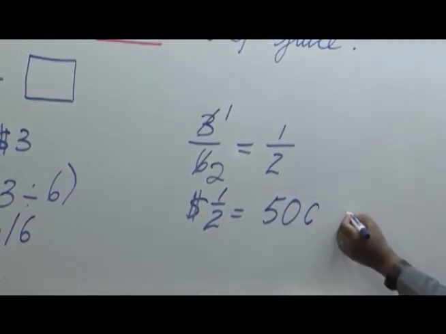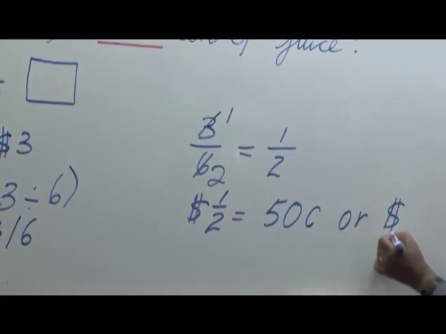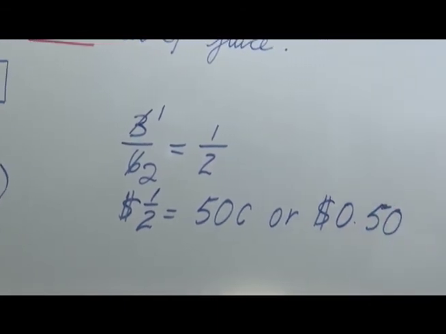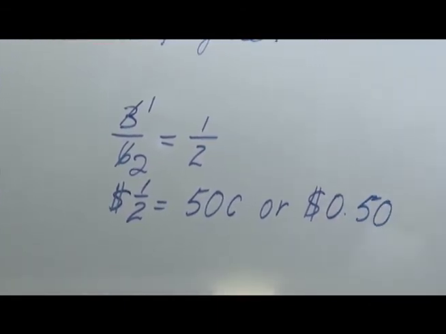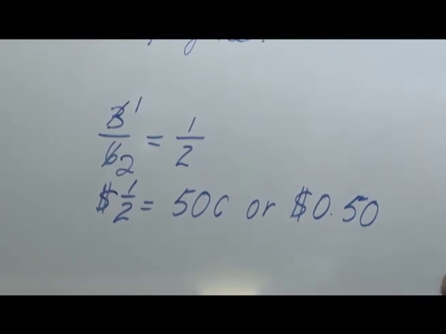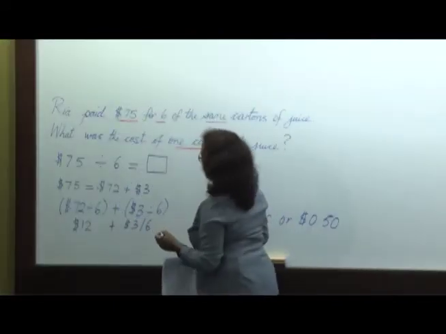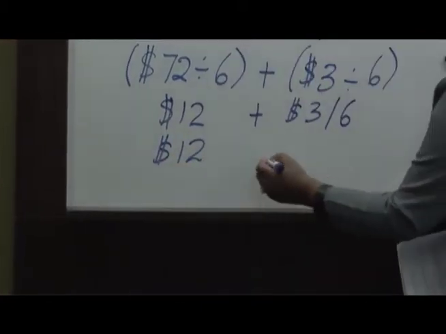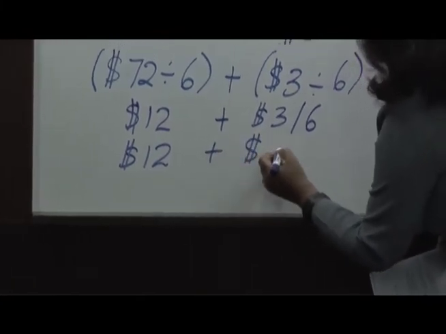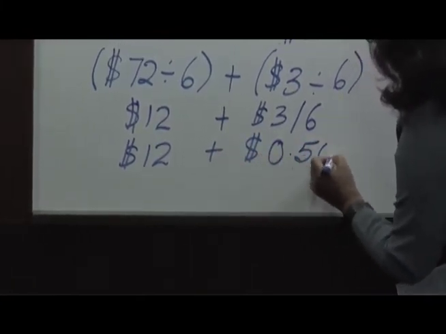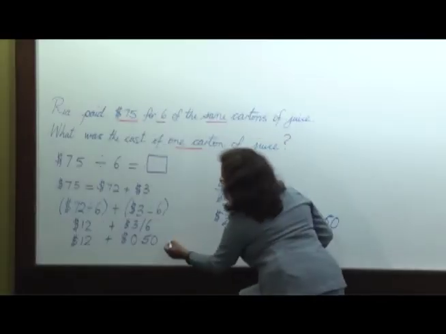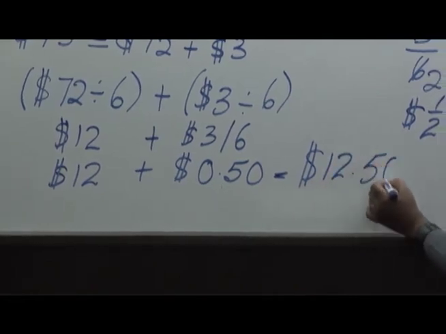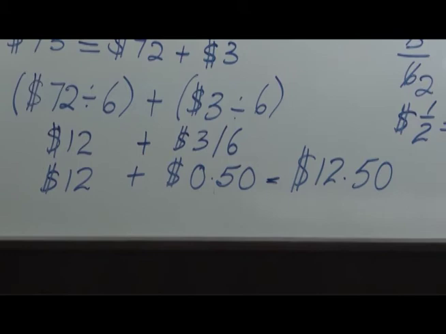Or I can write that using my decimal point as it's represented there. So the cost of 1 carton of juice is going to be $12 add 50 cents, which will give me, when I add them together, $12.50 for 1 carton of juice.